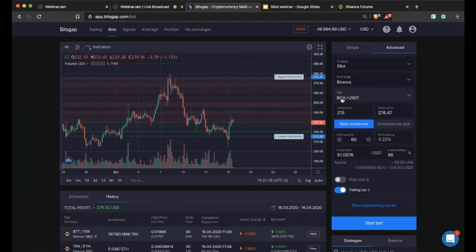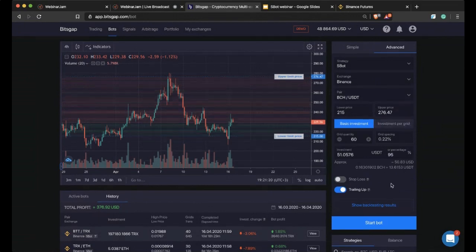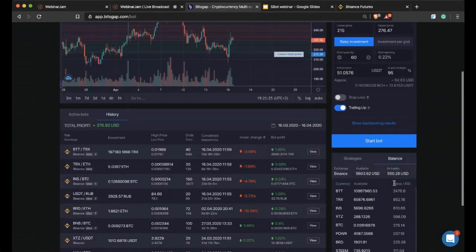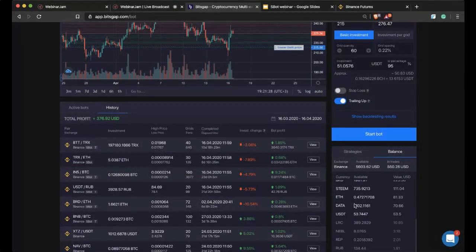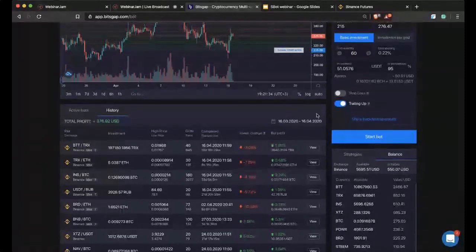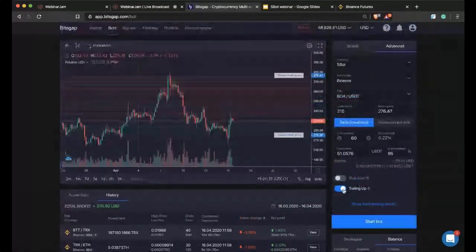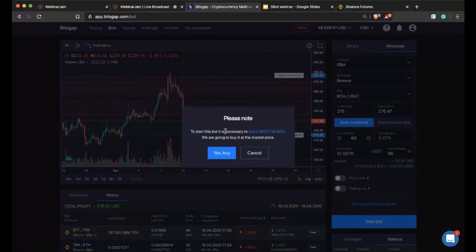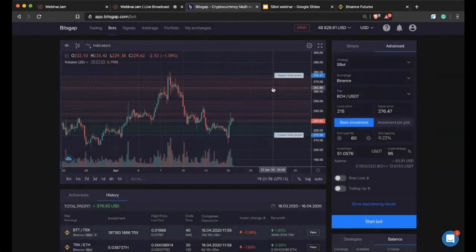So clearly, as of now, let me check if I have enough Bitcoin Cash on my balance. I click on balance, and I can see that I don't have enough. I have zero Bitcoin Cash. So when I press start the bot, this is what I get. It tells me that in order to initiate the bot, I must buy at current market price this full amount of Bitcoin Cash so that it would be able to set all of the sell orders right above. And then I click yes, buy.